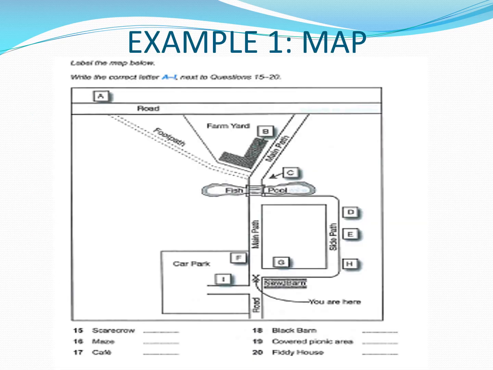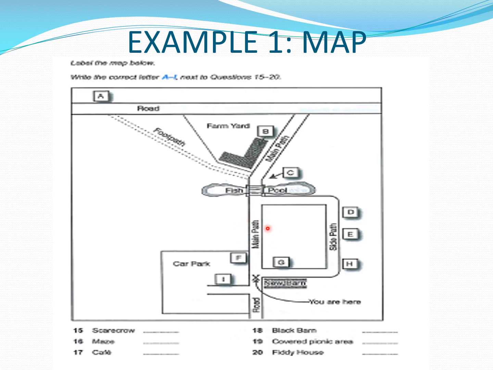So this is our example number 1 and it's about the map. Labeling a map. It's about adding labels to the map, or you have to just mention the letters in your answer from 15 to 20. These letters are given in the map: I, F, G, H, E. So it's all about the map and this is the map where there is a footpath, a farmyard, main road. You must need to know these things.